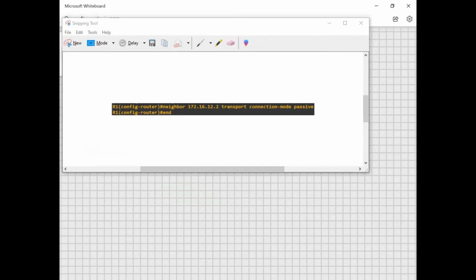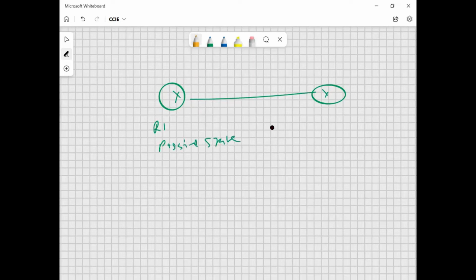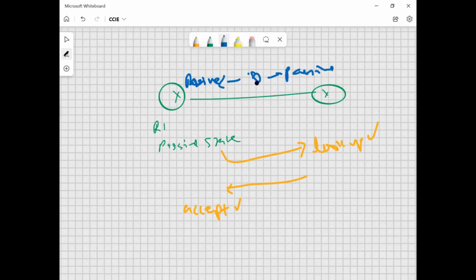One thing very important, in the passive state, when you are putting, let us say on R1, this is under passive state. When it is under the passive state, it will not look up for the neighbor, whether the neighbor is up or something like that. But if the neighbor is sending the request, it will accept it. One thing very important, you cannot keep both of the routers in the passive state. That way, your neighborship will never come up.